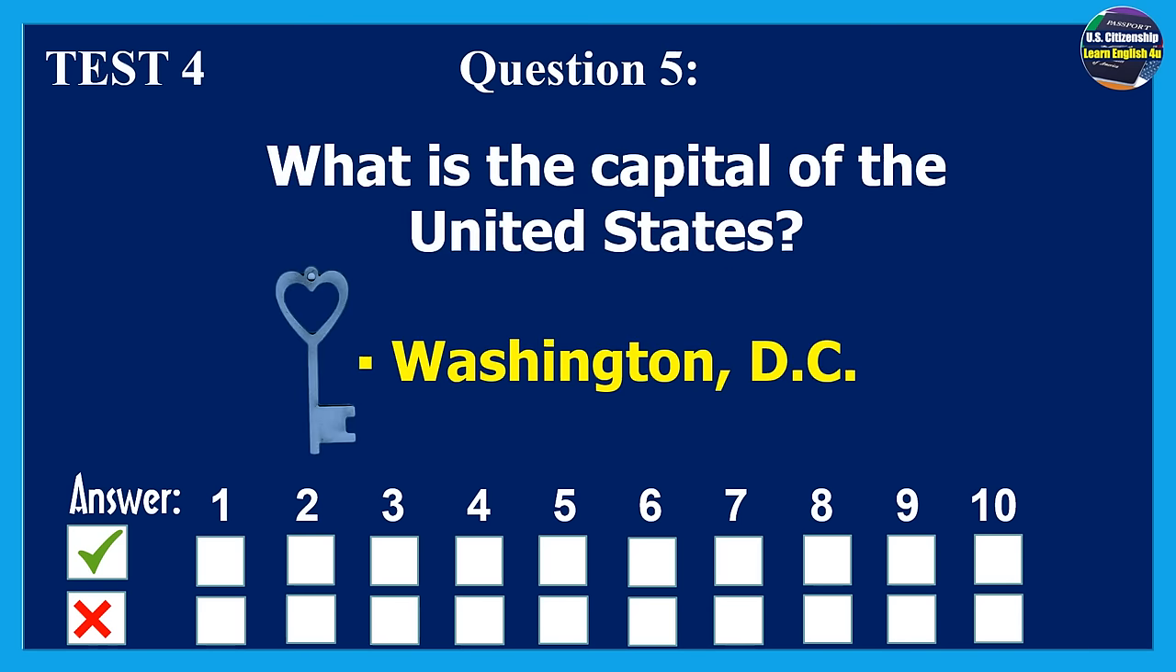What is the economic system of the United States? Market economy. What ocean is on the west coast of the United States? Pacific Ocean. Name one state that borders Mexico. New Mexico.